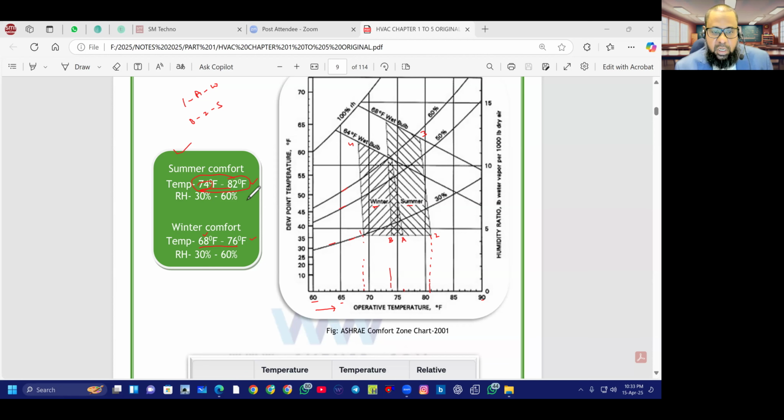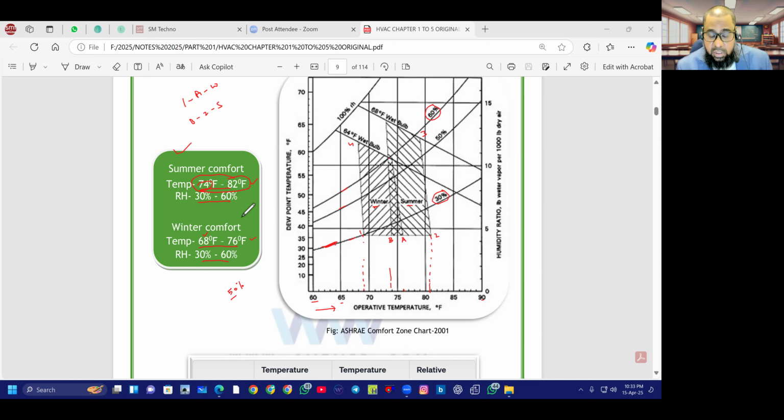What about the RH? This line is for 30%, and this line is for 60%. In between, you'll find 50% also. The 30% line passes through both winter and summer, 50% also, and even 60% is in the range for both winter and summer. So for both seasons, the RH range is 30 to 60. For standard calculation, we are considering 50% as standard. We'll use this value at the time of calculation for mean comfort. So remember, 50% RH is standard in calculation, but 30 to 60% is also accepted, because it is in the range.